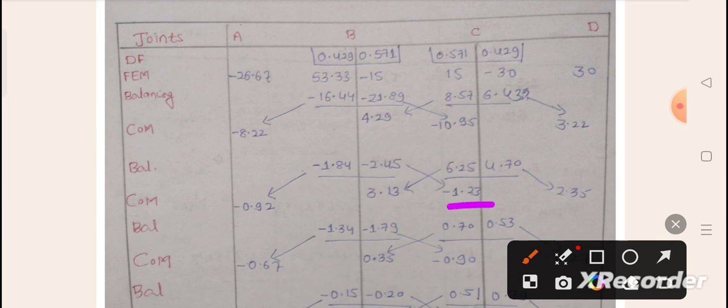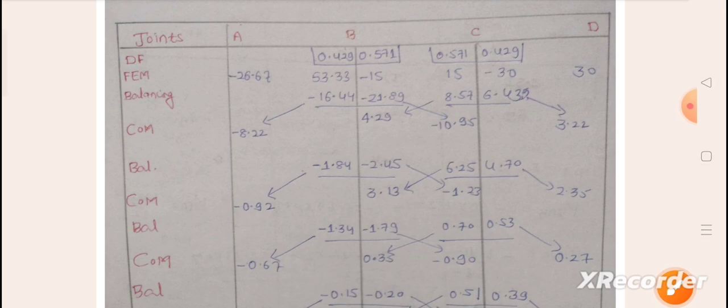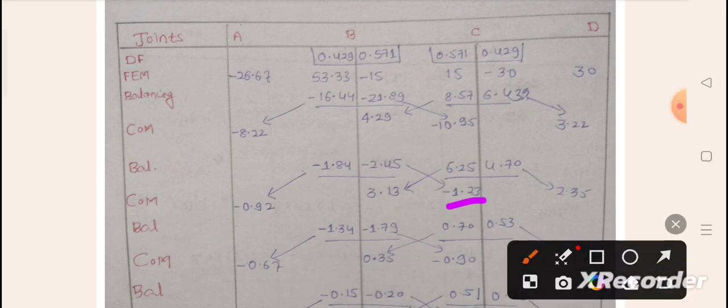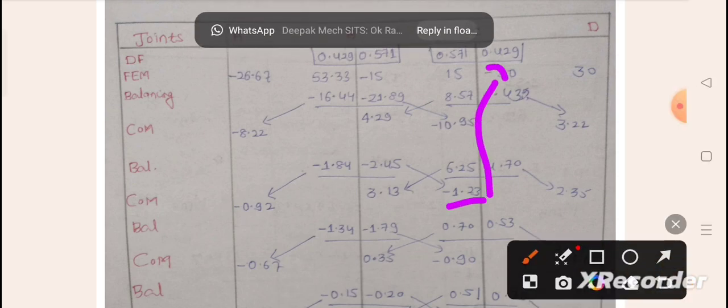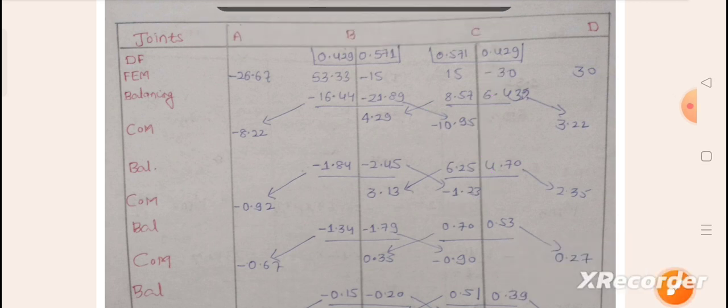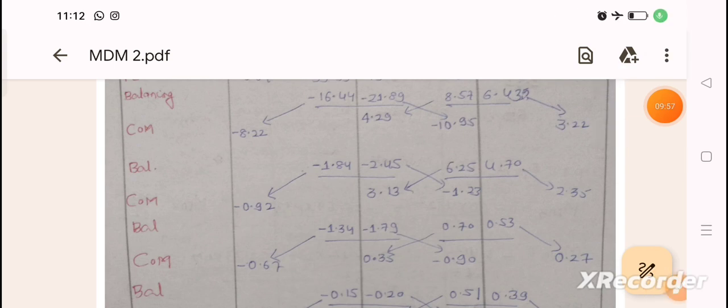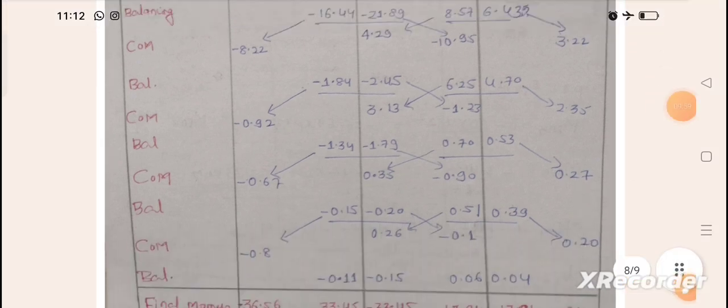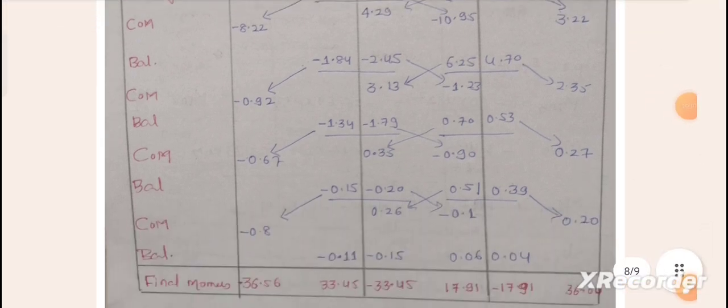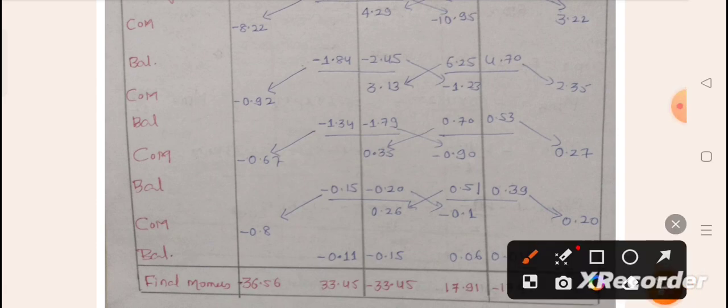Same thing here also, minus 1.23 is to be multiplied with 0.571. You are getting minus 0.70. If you are getting minus 0.70, you are supposed to write the plus value. Same thing, again minus 1.23 is multiplied with 0.429, so again you are getting the same value. Okay. Next, this is to be repeated till this value is nearly equal to 0.